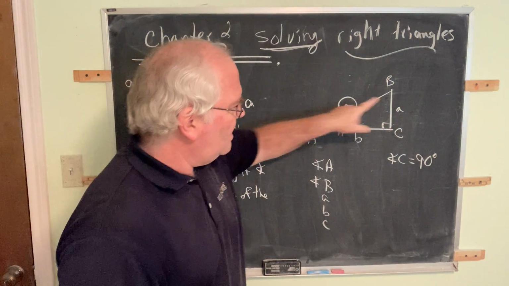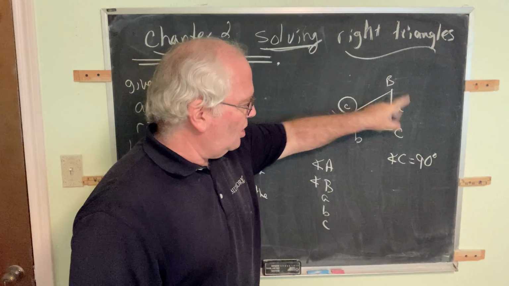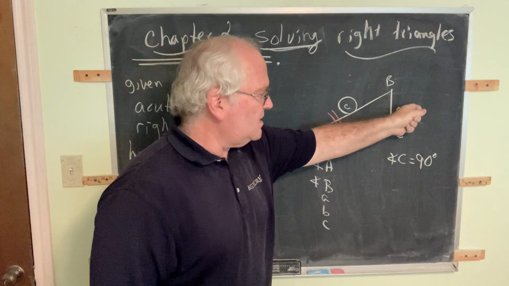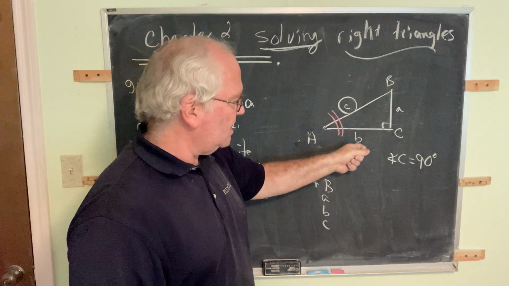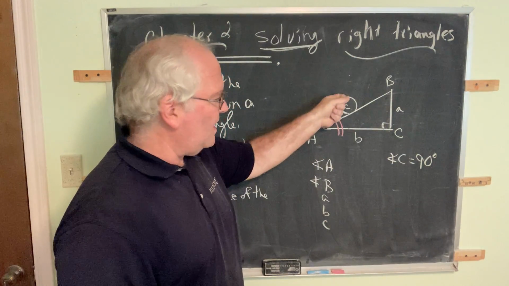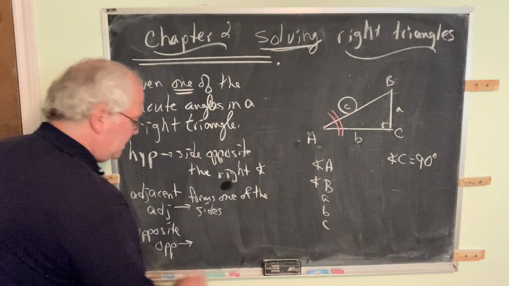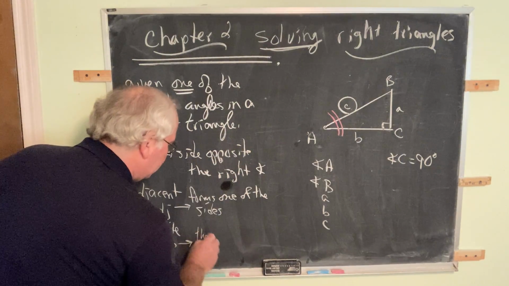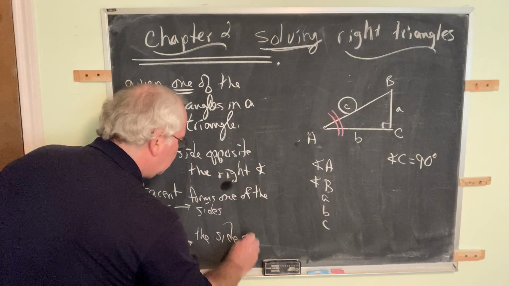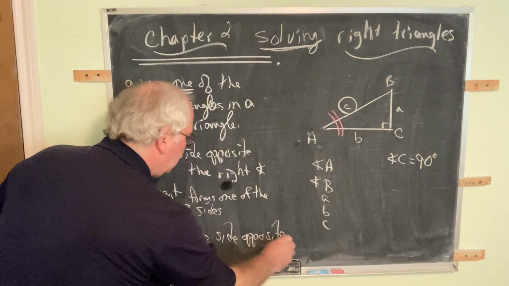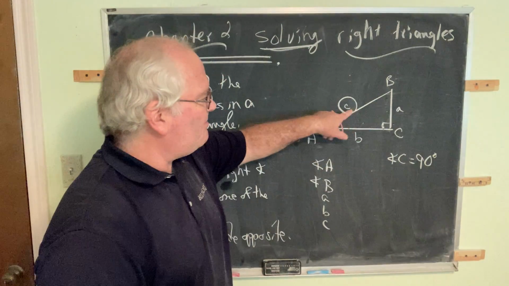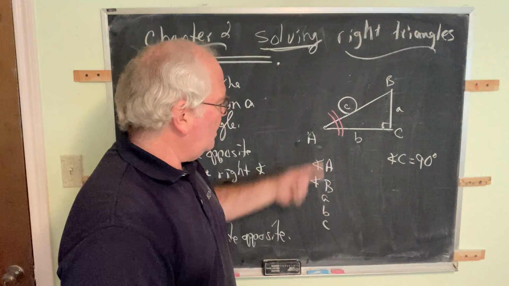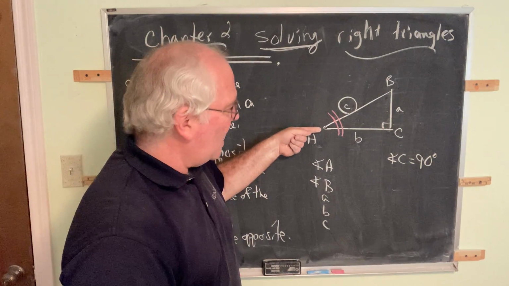So here's A, side A. In this case, lowercase a is the side opposite. This is the angle of perspective. Then this is the opposite. This is the angle of perspective. This is adjacent. This is the angle of perspective. That's the hypotenuse. So the opposite side, it's the other one. It's a self-defining word. It's the side opposite. If the hypotenuse is the side opposite the right angle, then the side opposite A is the side that's opposite A.